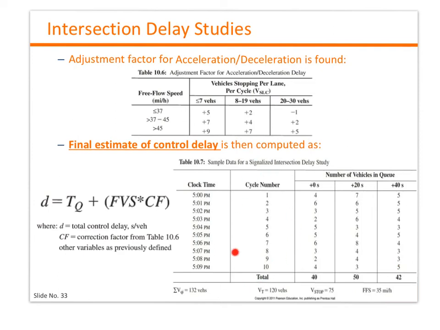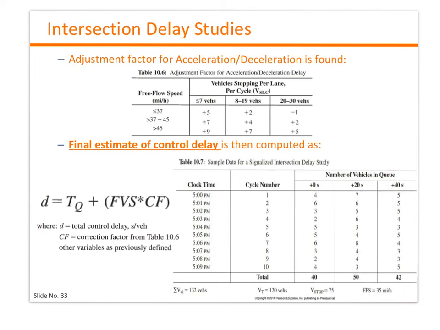So we have 10 cycles, and as you see here, this is what we observe in the field. This is the number of vehicles in queue. If they stayed from 0 to 20 seconds, we had 4 vehicles, 20 seconds and more, 7 vehicles, 40 seconds and more, 5 vehicles.